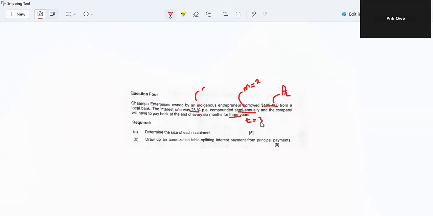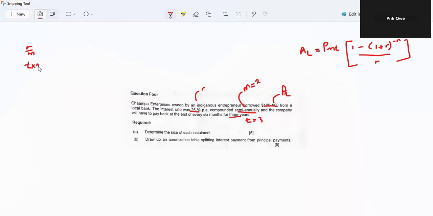So how do we find the periodic payment? Amount of loan is equal to payment, then we have 1 minus (1 plus r) to the power negative n, over r. Whenever compounding is done more than once a year, our interest rate is always divided by the number of compoundings, and our time is always multiplied by the number of compoundings.